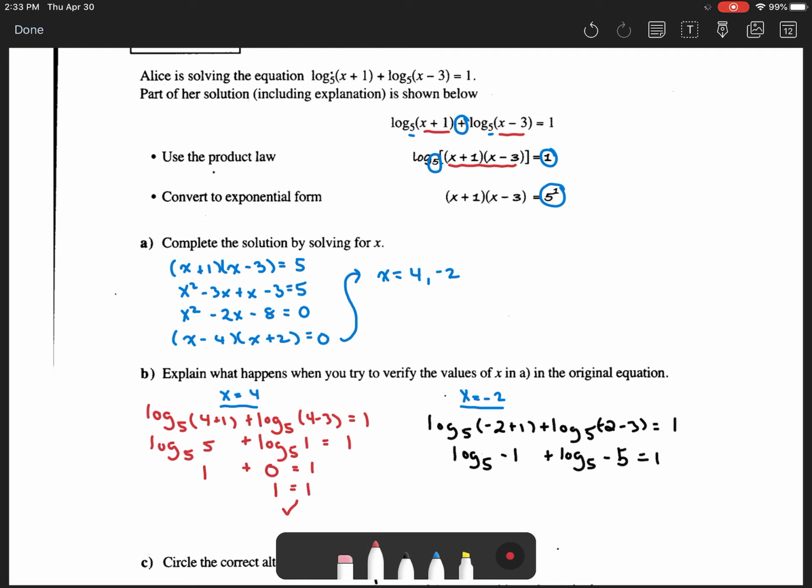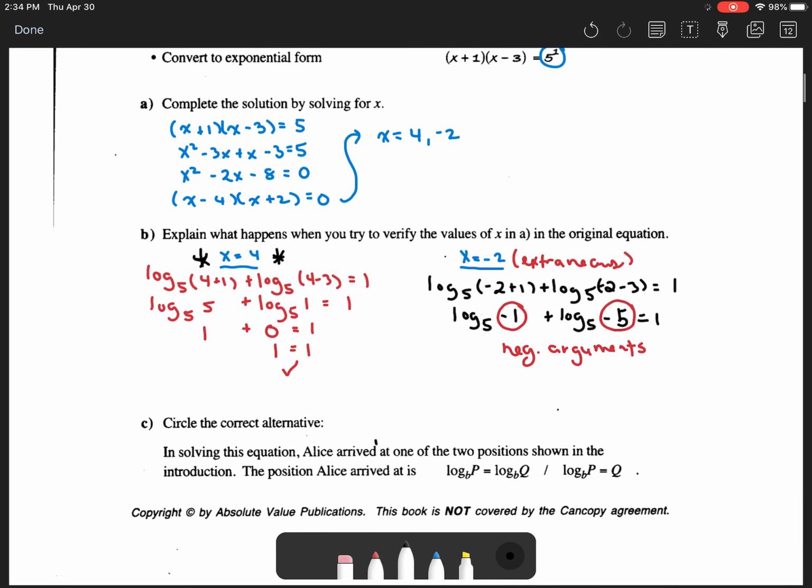At this point, I don't even have to go on with the calculation, because what you can see has happened is that when I substitute that solution in, I end up with negative arguments. And remember, when we are dealing with logarithms, we cannot have negative arguments. So this value is extraneous. We cannot use it. It leads to a negative argument. So the only solution is x equal to 4. This equation only has one solution, which is x equal to 4.